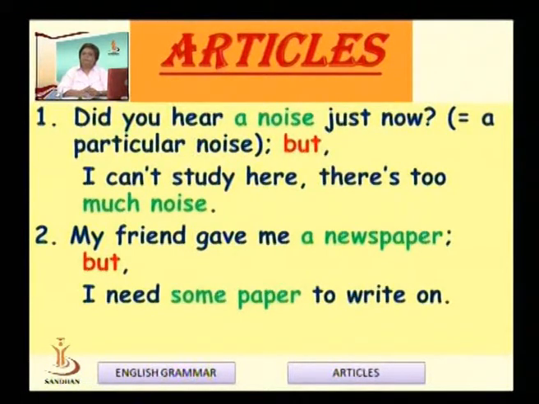Okay. Let's come to sentence number 2. My friend gave me a newspaper, but I need some paper to write on. Once again, in the first sentence of the second example, newspaper is a countable noun, whereas in the second sentence of the second example, paper becomes an uncountable noun. Alright, so friends, we need to take a few of such nouns which are used as both countable as well as uncountable, and we will also see, as these two examples on your screen make it clear, when we are using the countable noun, we are using the article. But when we are using the uncountable noun, we do not use any articles. Alright, okay.